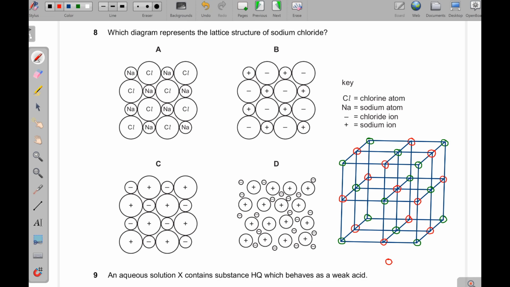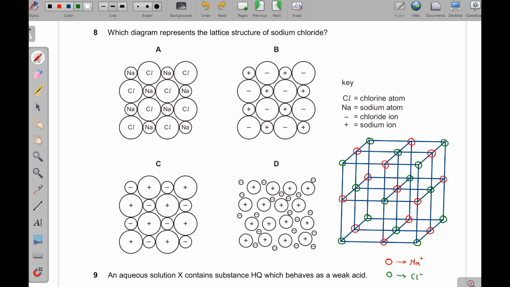So if I take this one to be for sodium, then the green one is for chlorine. So that is the cuboidal structure of sodium chloride. This one is continuous, but I've just picked the one in the middle, surrounded by 1, 2, 3, 4, 5, and then 6. Okay, that is like that.